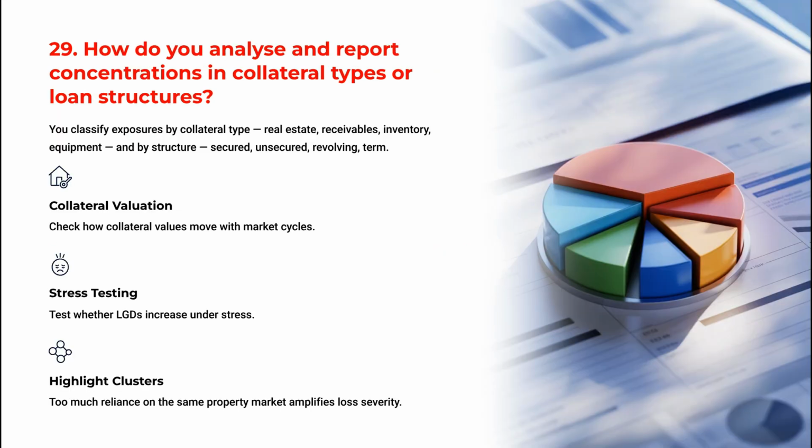How do you analyze and report concentrations in collateral types or loan structures? You classify exposures by collateral type: real estate, receivables, inventory, equipment, and by structure: secured, unsecured, revolving, term. You check how collateral values move with market cycles. You test whether LGDs increase under stress. You highlight clusters, for example, too much reliance on the same property market, because they amplify loss severity.